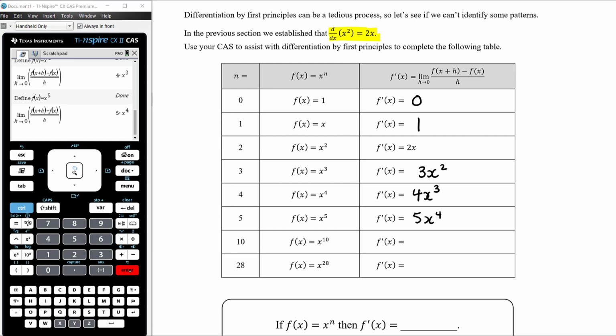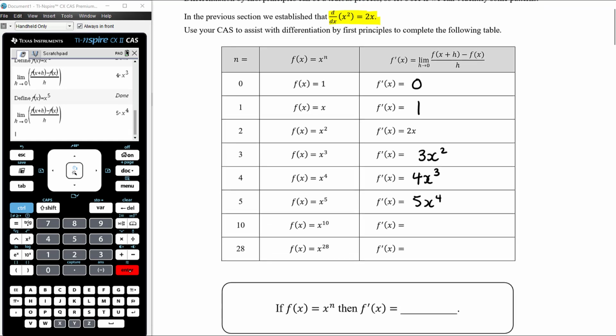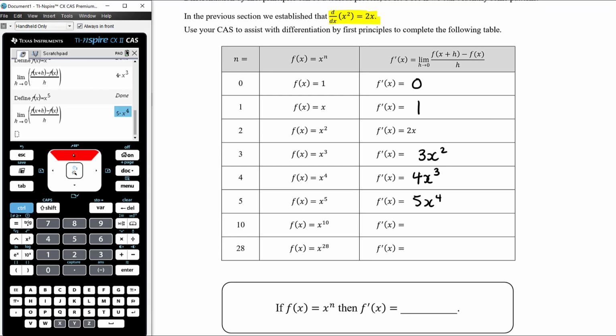Okay, so the next row in the table makes a jump. If n were to equal 10, so x to the power of 10, again, write down what you think it's going to be. So if the power is 10, the derivative by first principles, as evaluated by my CAS, is 10x to the power of 9. Next one again, we've got this time n is 28. So if you have x to the power of 28, think about what you think the derivative is going to be based on the patterns that you're seeing.